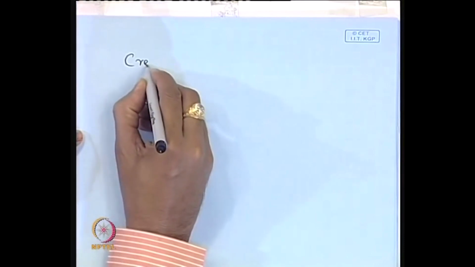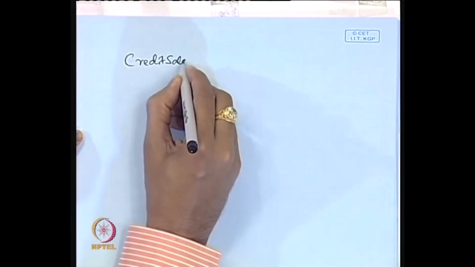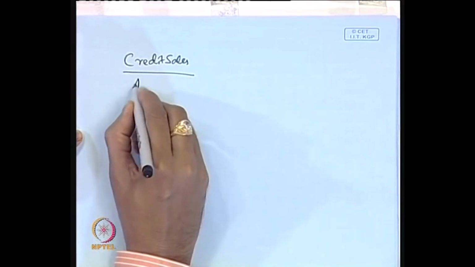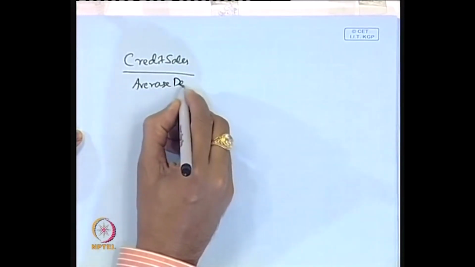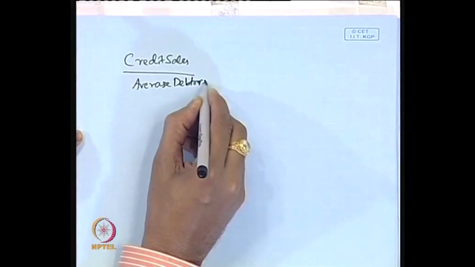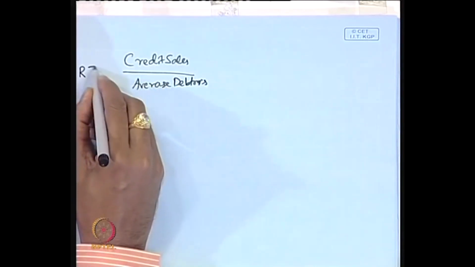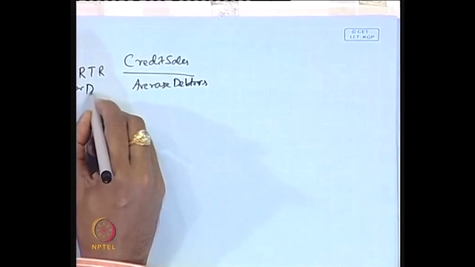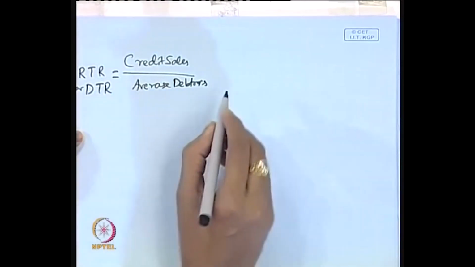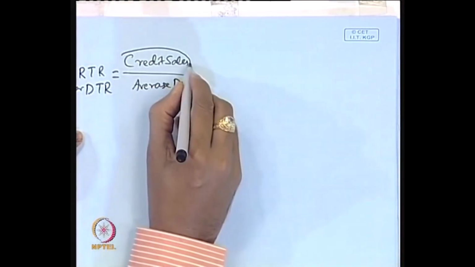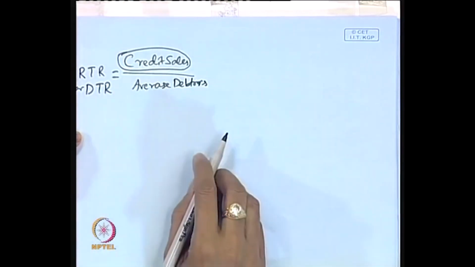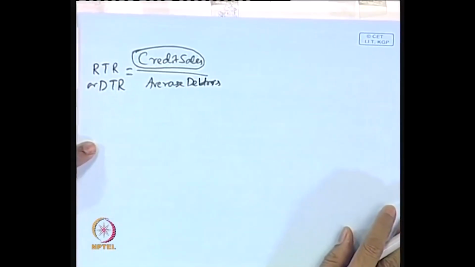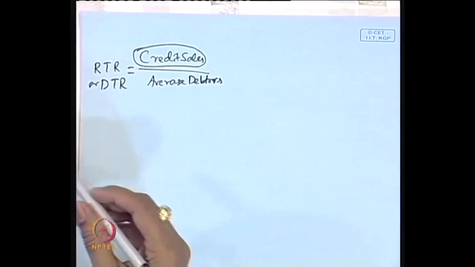Receivables turnover ratio we define as credit sales divided by average debtors. So, this is our receivables turnover ratio, otherwise known as the debtors turnover ratio, DTR. Here it is taken as credit sales, and if for any reason the credit sales figures are not available, we presume that all the sales are happening on credit. So, all the sales can be taken as credit sales.